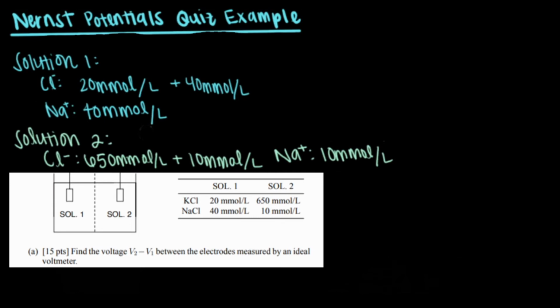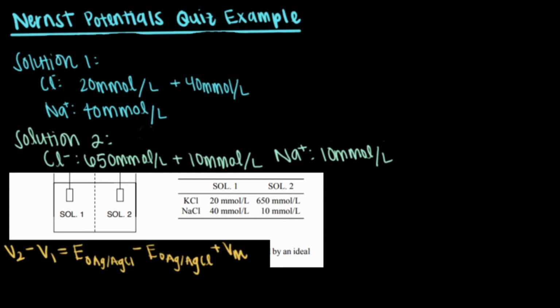The concentration ratio should be set up such that if the valence is positive, the high concentration is on the bottom. If the valence is negative, as with chlorine, the concentration ratio is high divided by low. We need to also account for the standard potential of the two electrodes. In this instance, they cancel each other out, and we are left with V2 minus V1 equal to Vm.